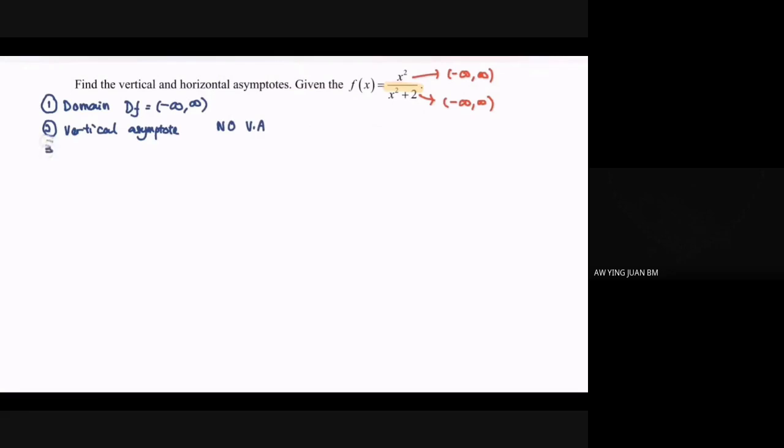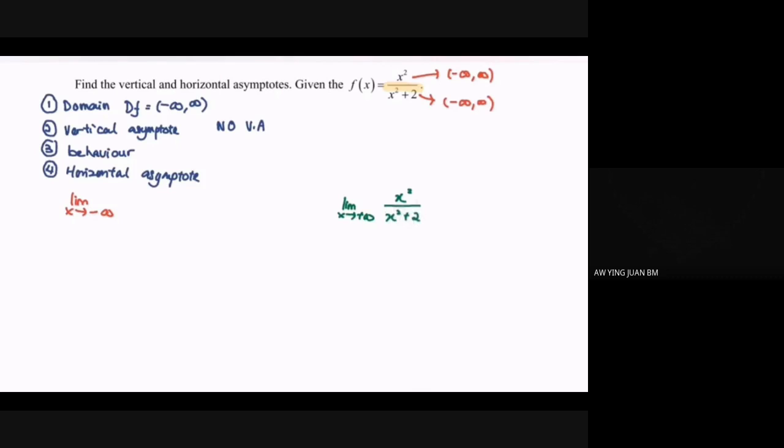Step number 3, we are interested in the behavior. Since there is no vertical asymptote, automatically there is no behavior that can be observed in this part. Step number 4, horizontal asymptote. How to find the horizontal asymptote? Limit when x approaching negative infinity. Another part, we have limit when x approaching positive infinity, for the function x squared over x squared plus 2.